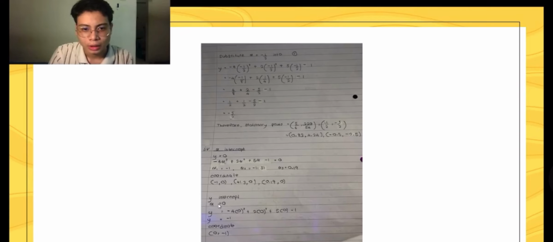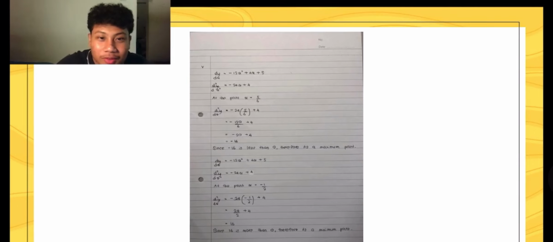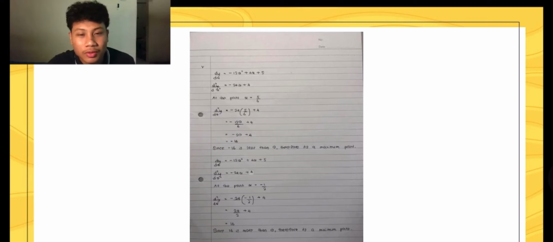To find the y-intercept, x equals 0, and put the equation in the calculator and we will get the final answer y equals -1. For the coordinate, (0, -1). dy/dx equals -12x^2 + 4x + 5. So we differentiate again, and we get -24x + 4 at the point x equals 5 over 6.